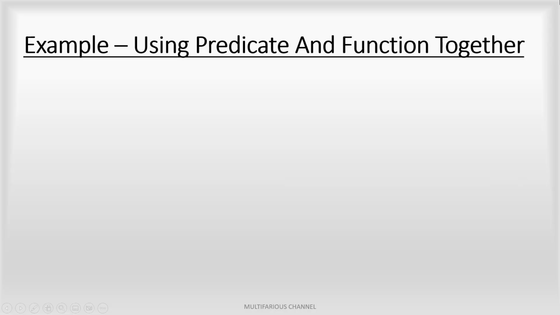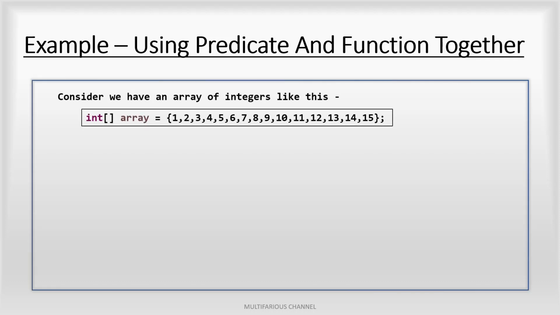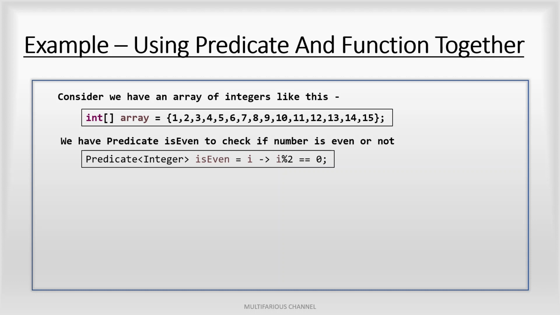So let's take an example to understand this better. Consider I have an array of integers like this. Then I have a predicate to check if my number is even or not. My predicate will look like Predicate of Integer isEven, and this will return true if my number is even, and it will return false if the number is odd.